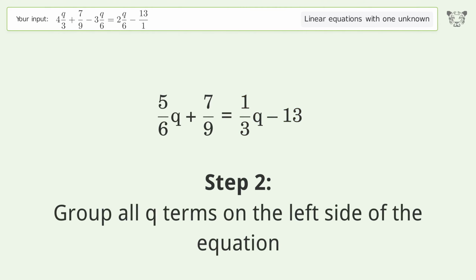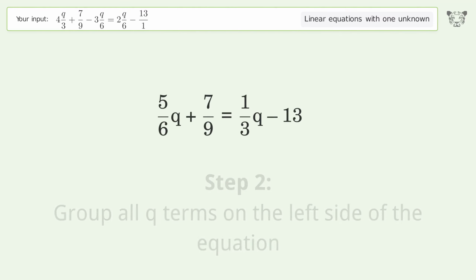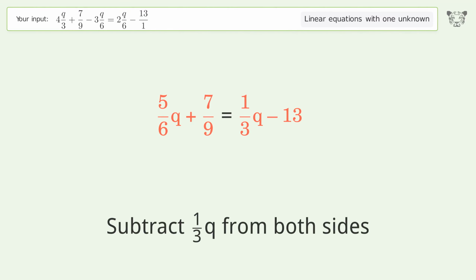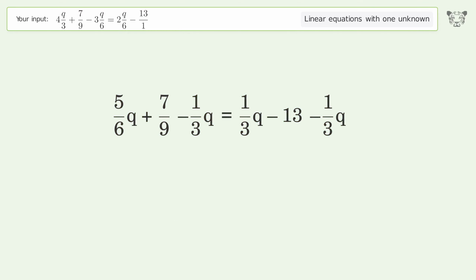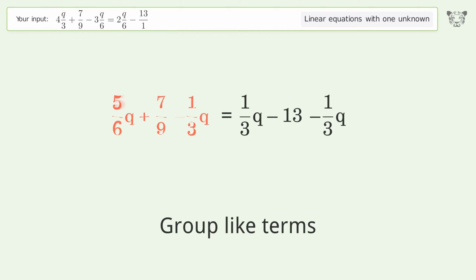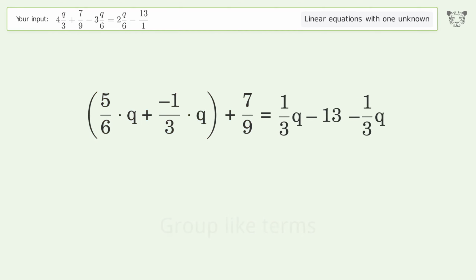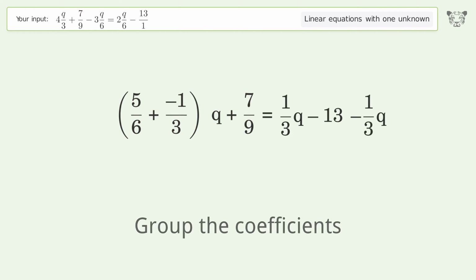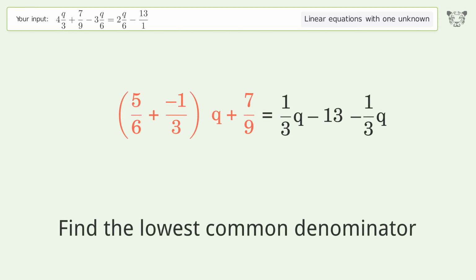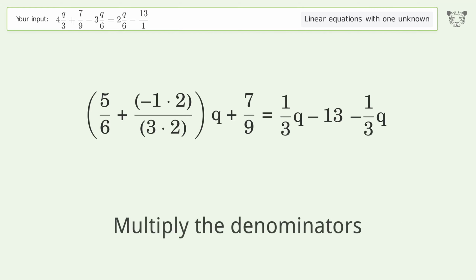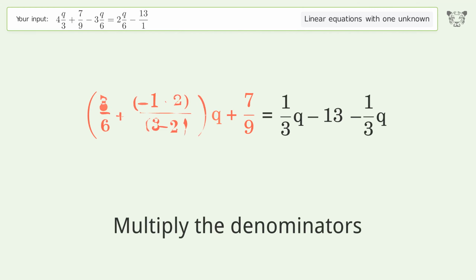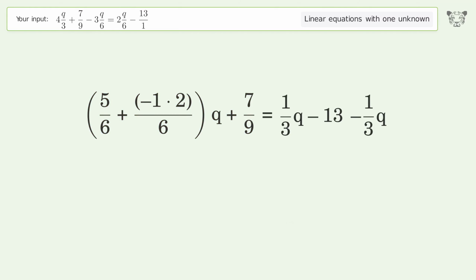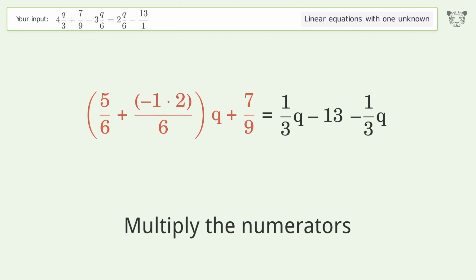Group all q terms on the left side of the equation. Subtract 1/3q from both sides. Group like terms. Group the coefficients. Find the lowest common denominator. Multiply the denominators. Multiply the numerators.